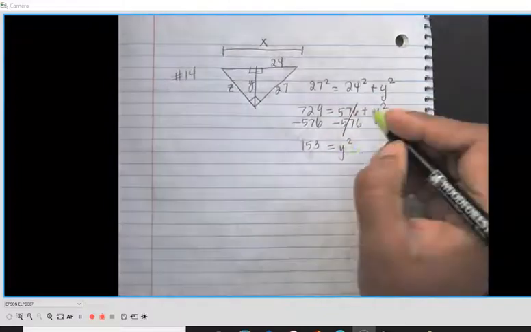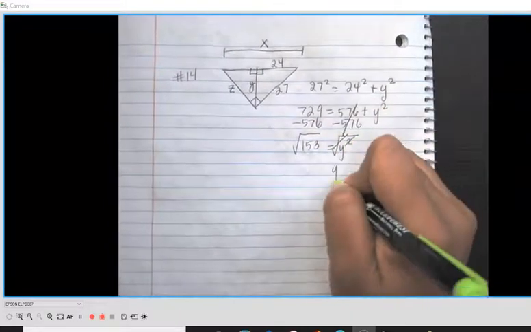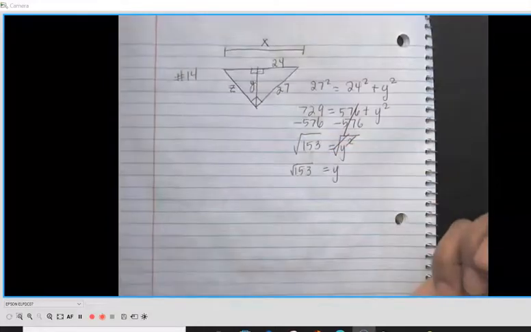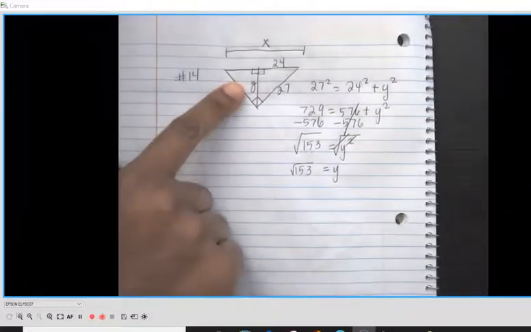But to get rid of that square, I have to square root this side and that side. Y equals the root of 153, and I'm going to leave that like it is because it's a prime number. Never in my multiplication facts have I seen 153. All right, so that takes care of the altitude.